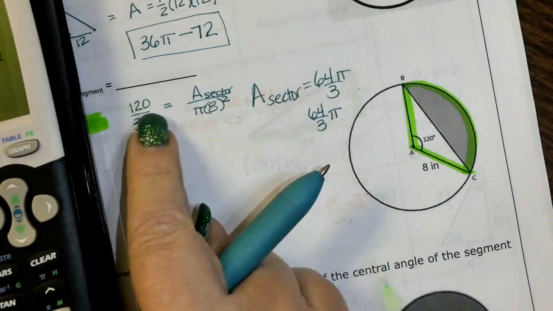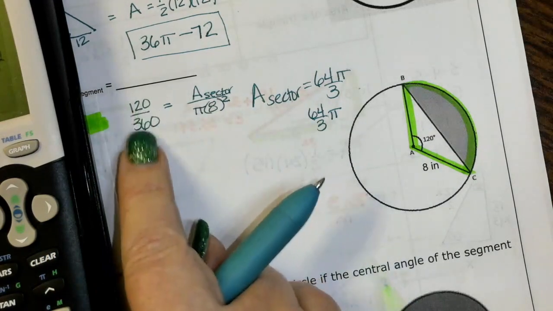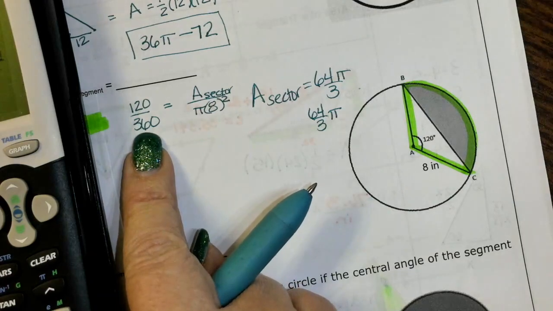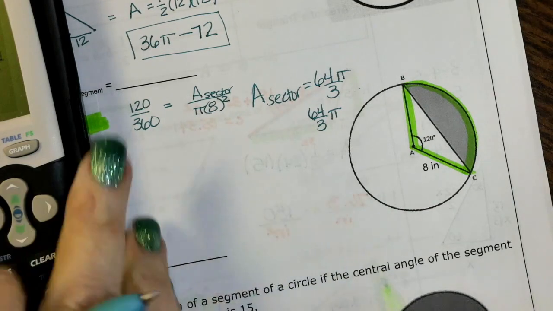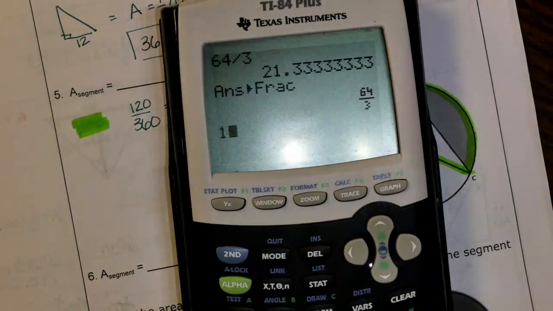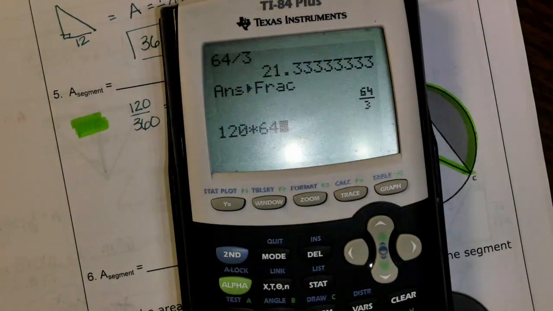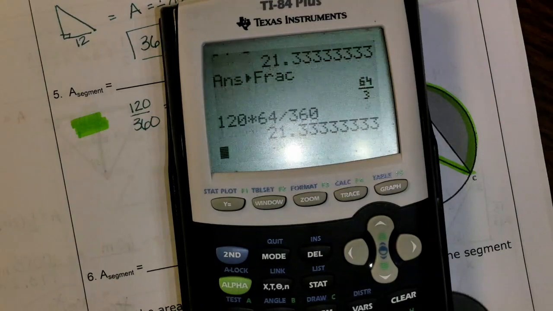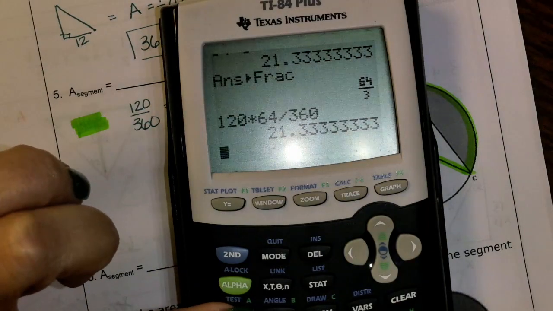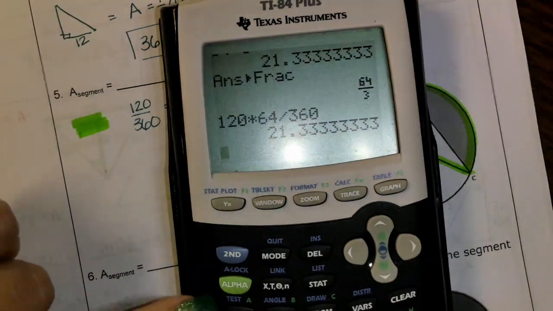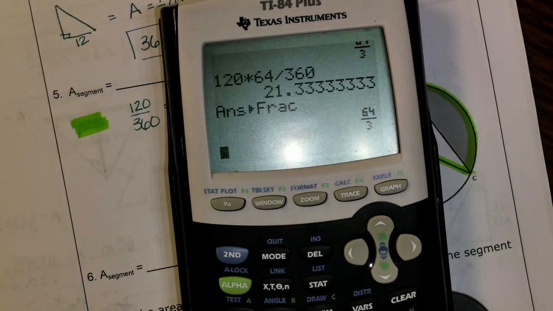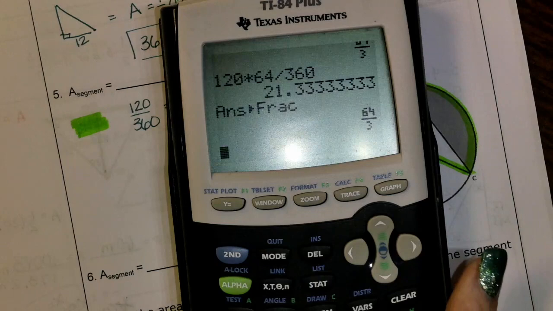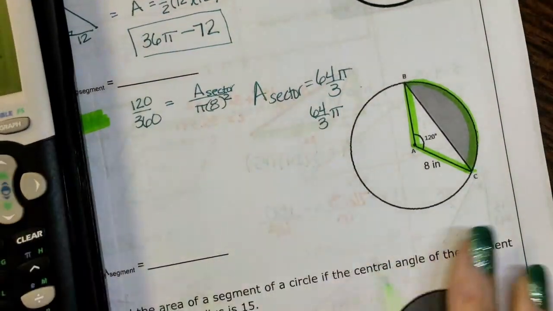All I did was, you can do 64 times 120 divided by 360. As soon as you get that decimal, let the calculator do the work and turn it back into a fraction, right? 120 times 64 divided by 360, and you'll see that it comes out, right? So we don't want decimals, especially repeating decimals. So math, enter, and it turns it back into a fraction for you. Leave your answers exact when you can. And we can, so we will.